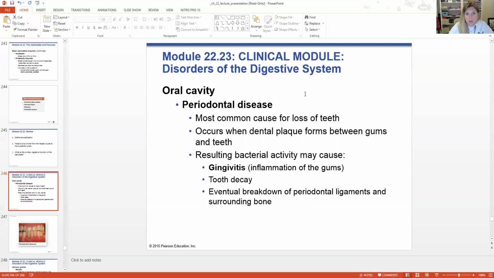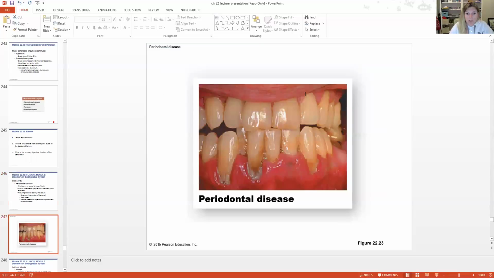For example, in our oral cavity, periodontal disease is prevalent. It's the most common cause for tooth loss. This generally occurs later in life when the dental plaque is just building up between the gums and the teeth. Typically, this is resulting from gingivitis, which is inflammation of the gums caused by bacterial activity, tooth decay, as well as the breakdown of those periodontal ligaments and the surrounding bones. So there's the periodontal disease. You can see the erosion of the gums and the exposure of that root of the tooth. That looks very painful.